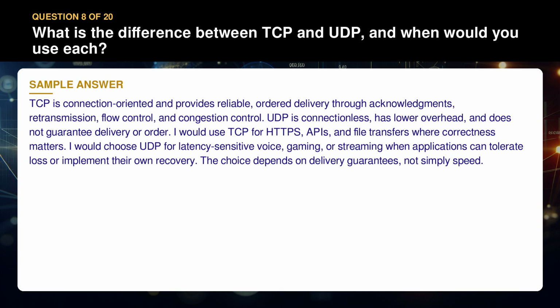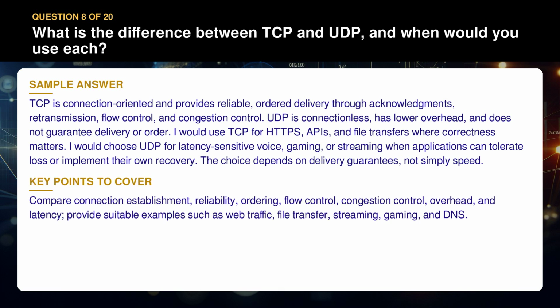I would use TCP for HTTPS, APIs, and file transfers where correctness matters. I would choose UDP for latency-sensitive voice, gaming, or streaming when applications can tolerate loss or implement their own recovery. The choice depends on delivery guarantees, not simply speed. Compare connection establishment, reliability, ordering, flow control, congestion control, overhead, and latency. Provide suitable examples such as web traffic, file transfer, streaming, gaming, and DNS.